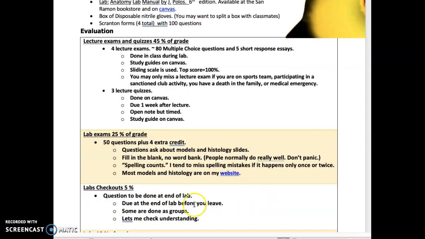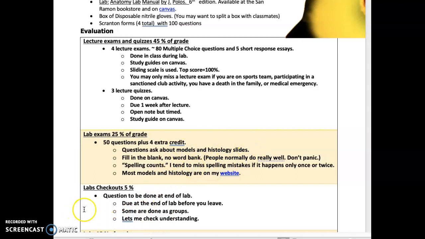There's 4 lab exams. Again, there's a page that talks a lot about the 4 lab exams. They're a quarter of your grade, 50 questions plus 4 extra credit. It's questions saying, what is this model? What is this structure on this model? What is this histology slide?